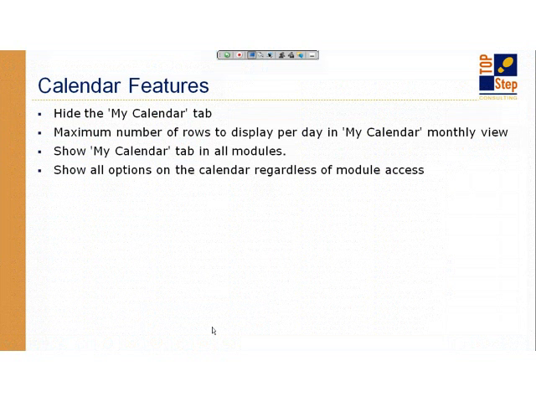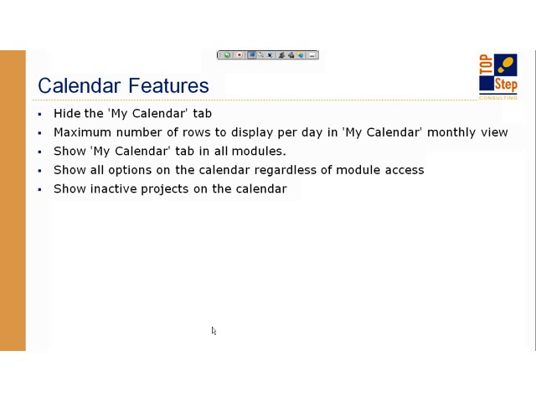The show all options on the calendar regardless of module access specifically talks to the terminology of if you don't have access to the resource module, then you can't see your schedule. But if you have your home module, you should be able to go to the calendar and see your bookings, for example. So even if you can't have the resource module, you can still have the bookings. Even if you don't have the projects module, you can still have the task assignments, is what this feature does.